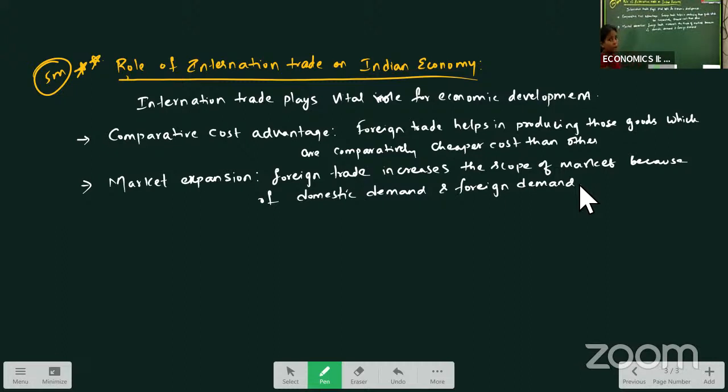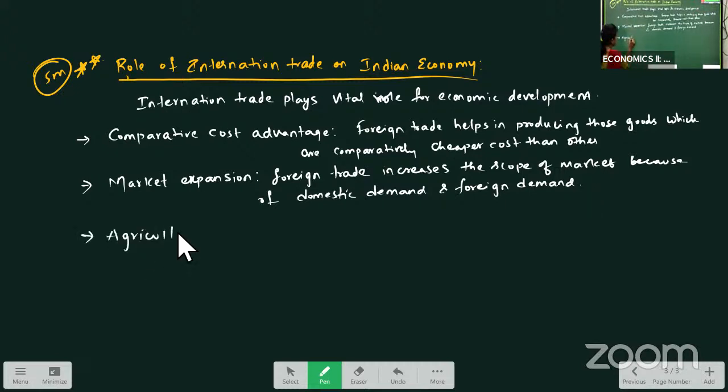When more production is done, cost of production decreases, right? When the cost of production decreases, the goods are available to the consumer at low price. And also through foreign trade, a variety of goods are available to the consumers, both quantitatively as well as qualitatively. So this advantage we have from international trade.